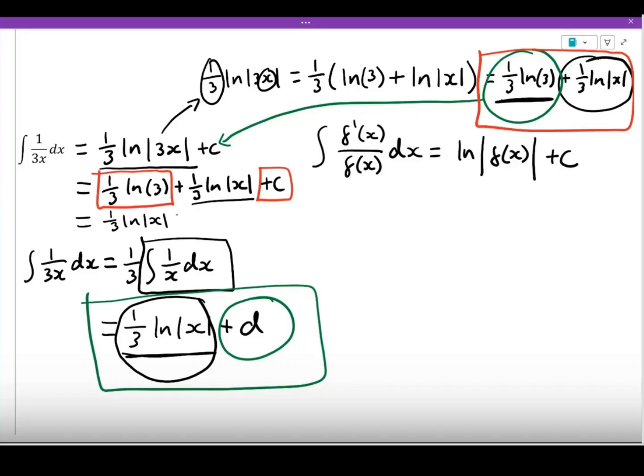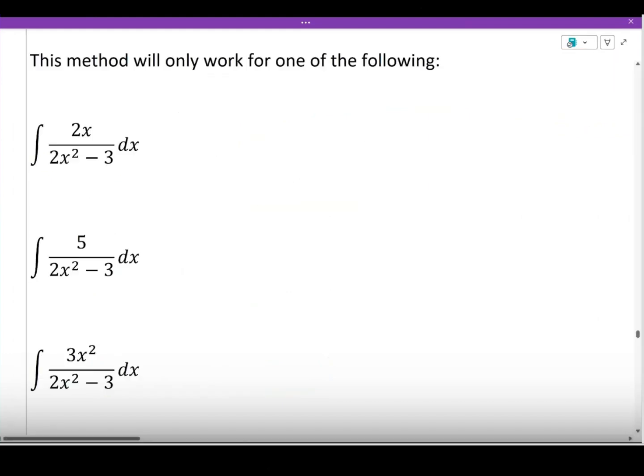And then for the red parts, I would replace that with a plus d, which would be equivalent to the constant that I had down here earlier on. Now let's just have one final discussion about when we can use this process.